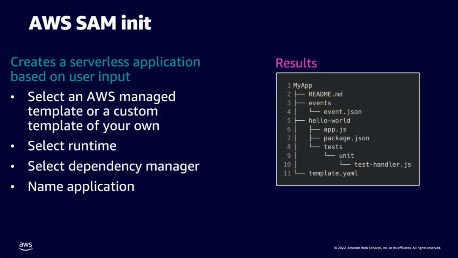Then you have your runtime that you get to select. So you can choose Python, Ruby, Go, Java, .NET Core, or maybe you want to use a custom runtime. So you have a lot of options here. Then you can choose a dependency manager if your runtime requires it. And the result is something like this on the right. So you get the README with some instructions. You have the events that trigger the Lambda function, and then the Hello World folder with all of the information about the Hello World function. And then you have the template.yaml file, which is the SAM template that will create the resources that we just saw.